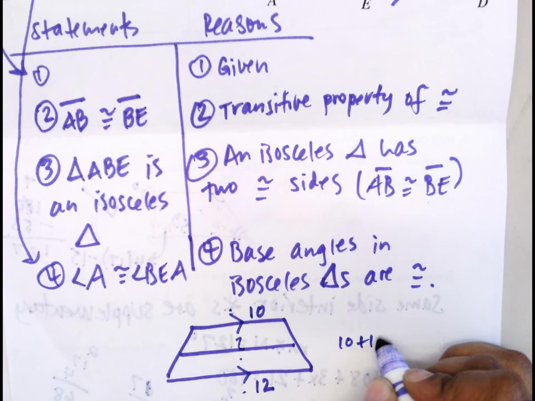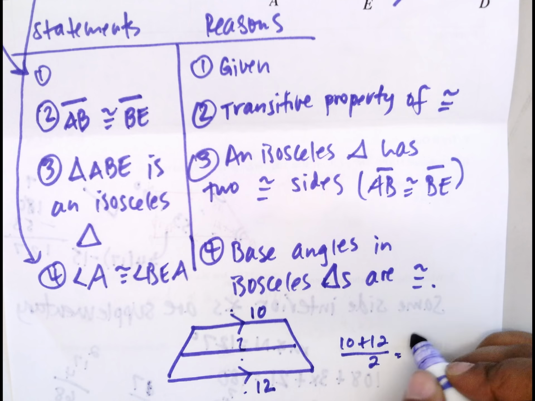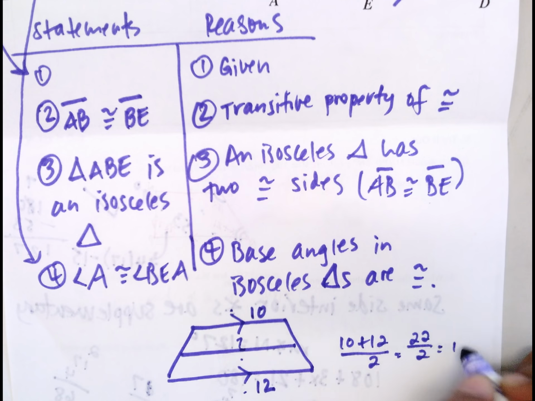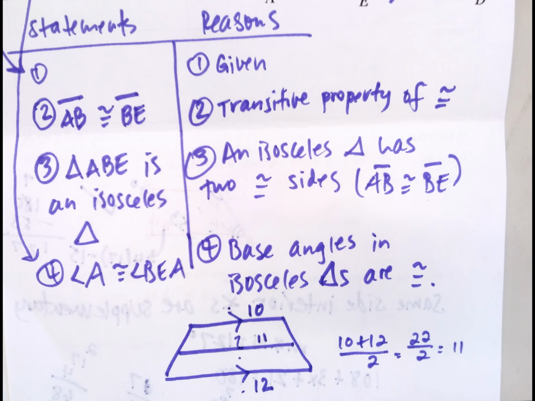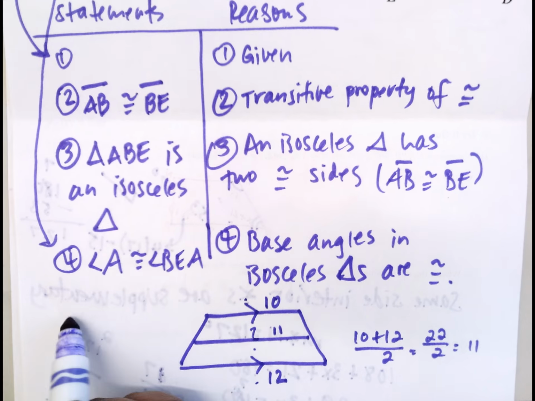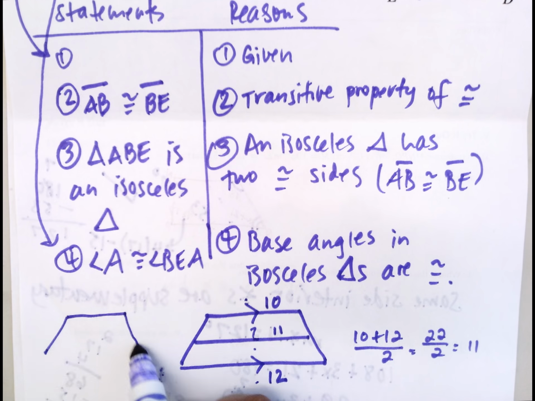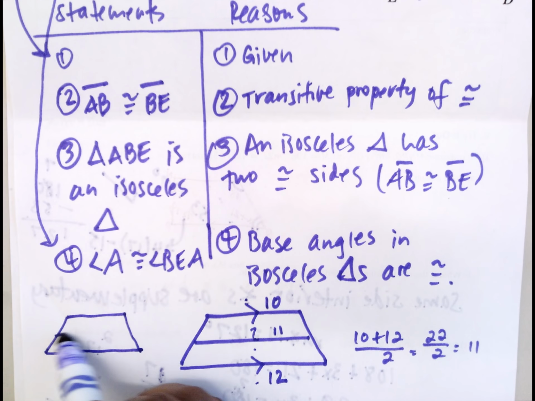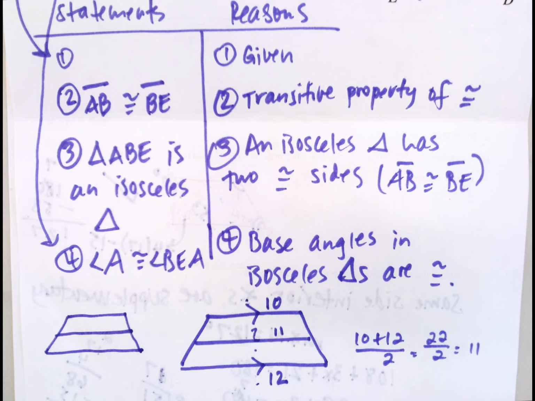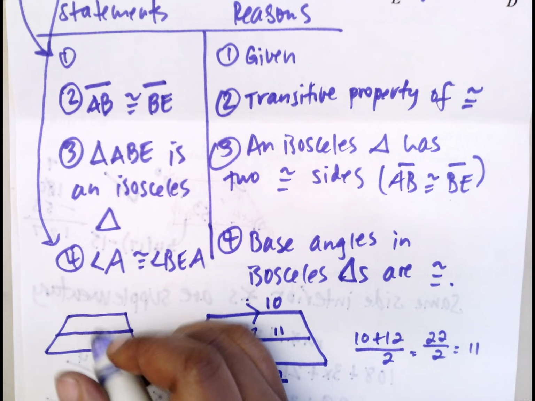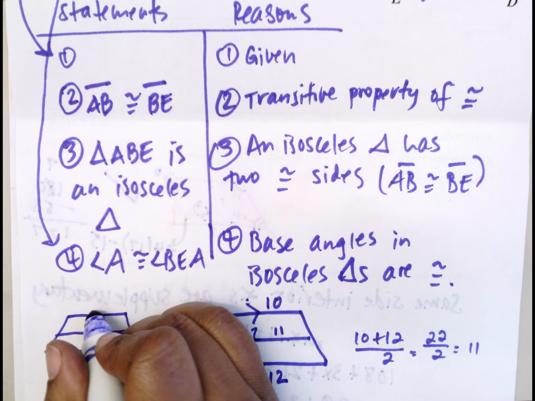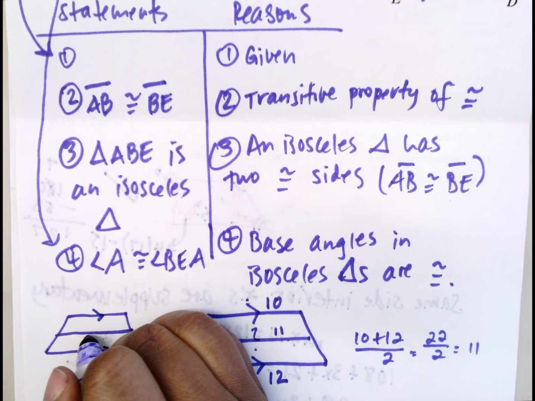in order to figure out this side, I would take 10 plus 12 divided by 2, and that would give me 11. That would tell me what the length of this side is. What about the reverse of that? Right? So if I had another situation where I have this trapezoid with a midsegment, and I'm given that this is 8, and that this midsegment here in the trapezoid is 4.